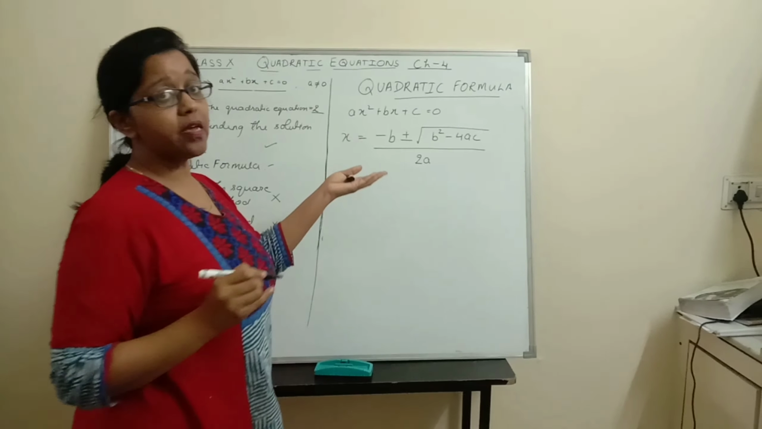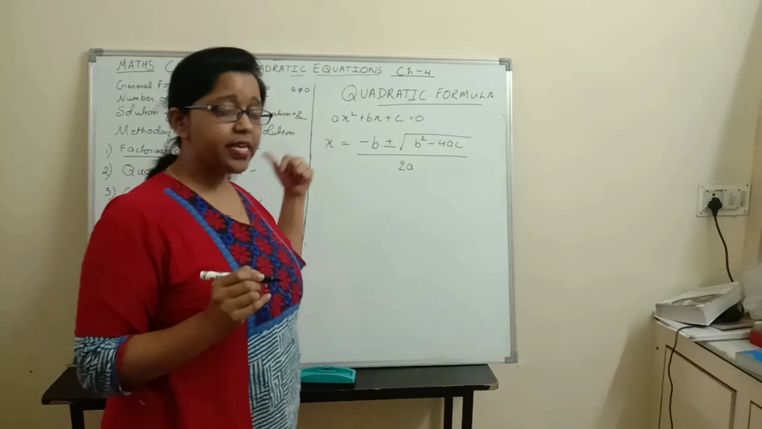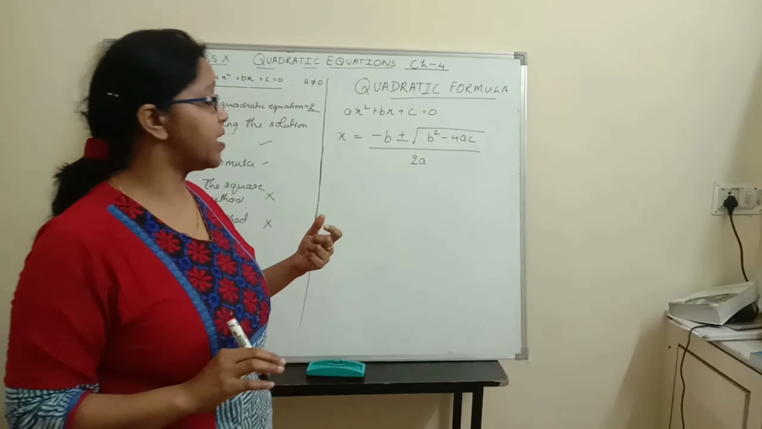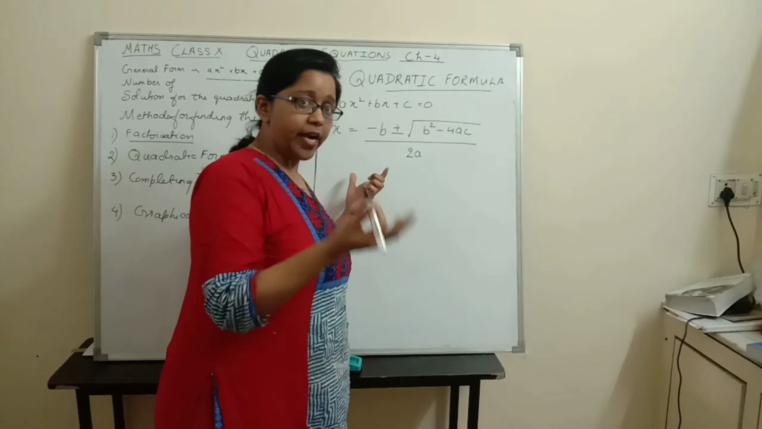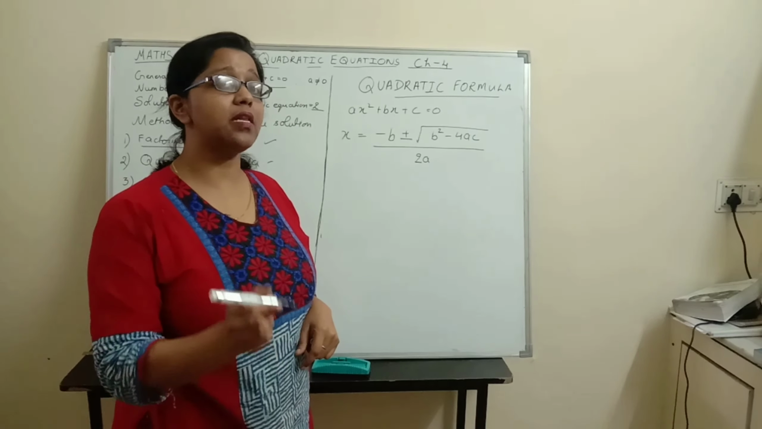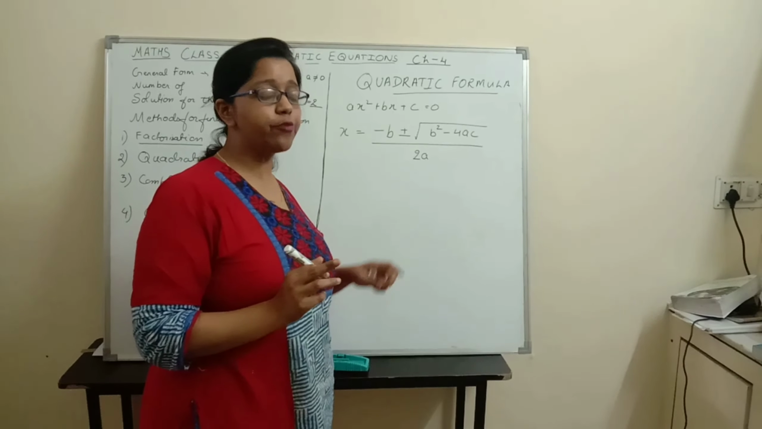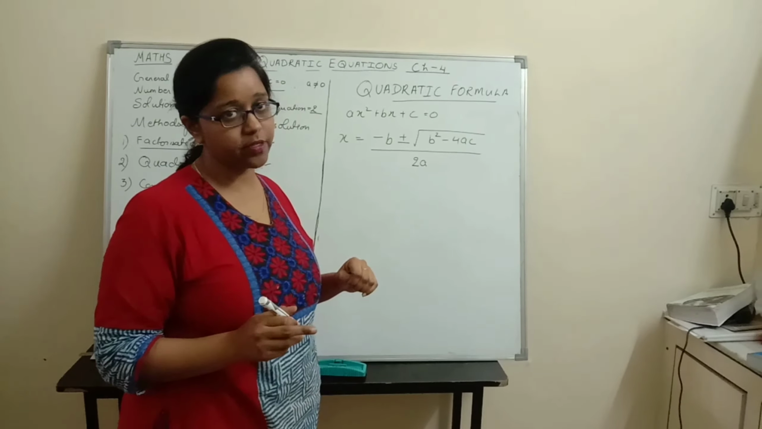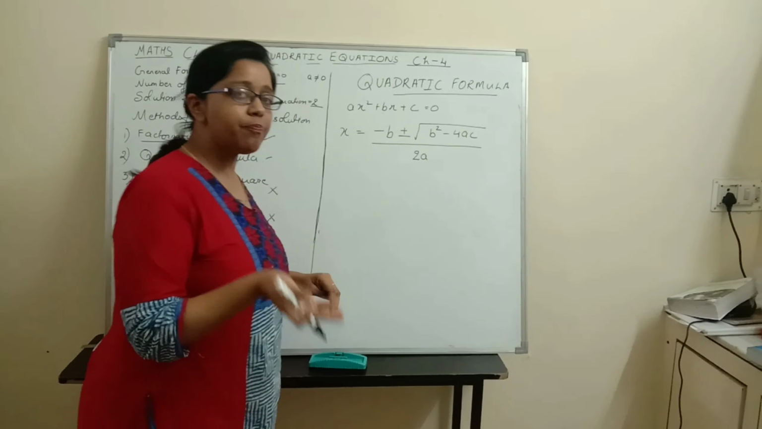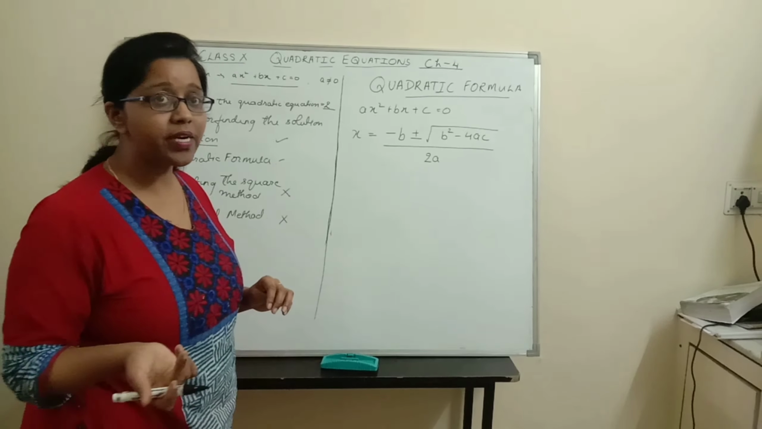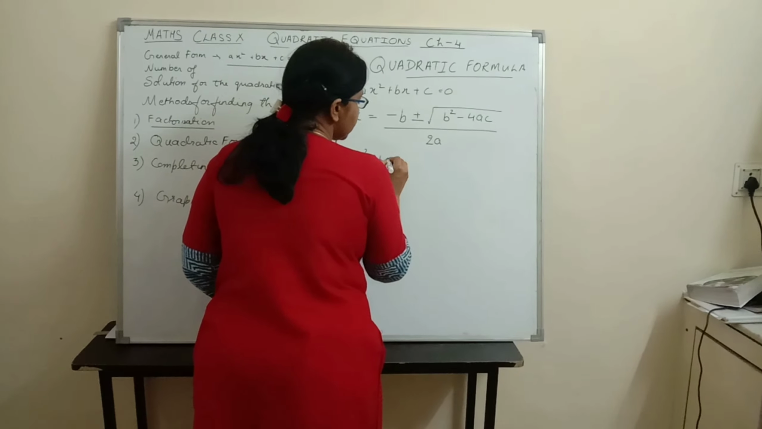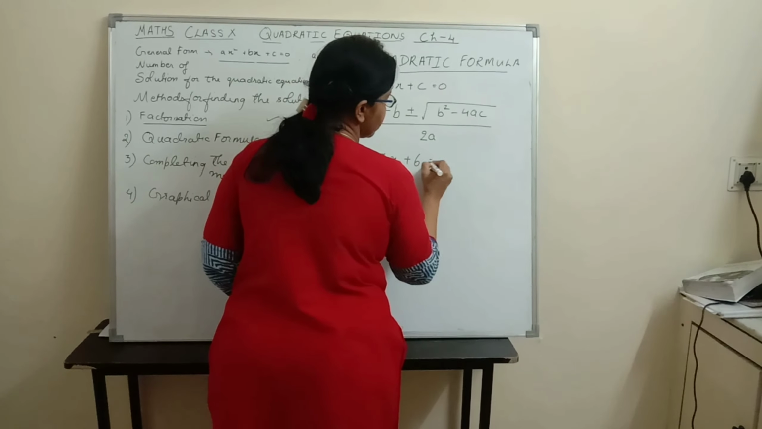Previously we solved the quadratic equation by using the factorization method, or the splitting the middle term method. Instead of that, you can also use this quadratic formula. The answer will be the same, whether you use the previous method or this method. So I am taking the previous example so that you will be able to understand that the answer comes the same: x square plus 5x plus 6 is equal to 0.